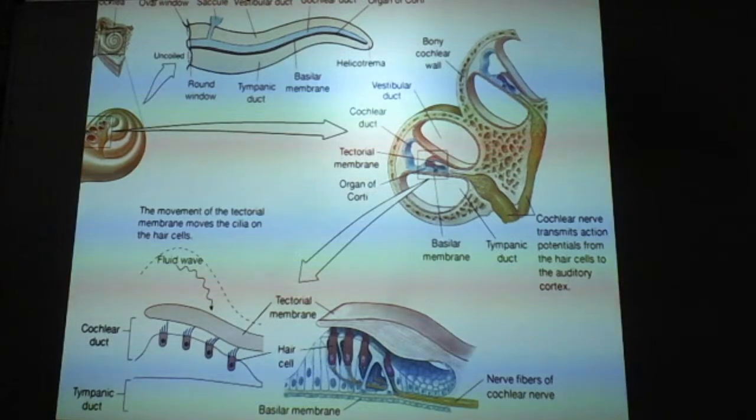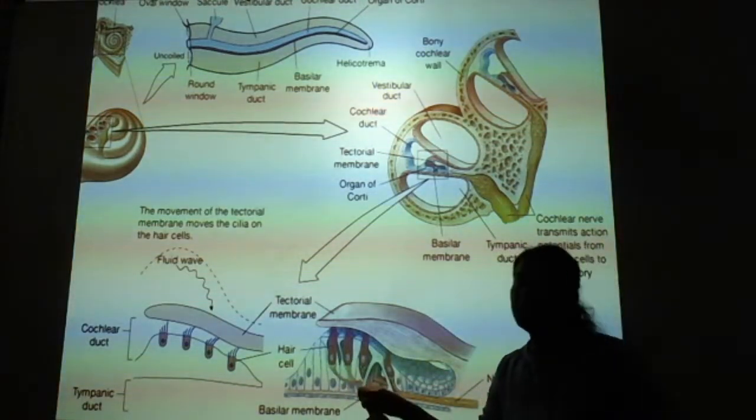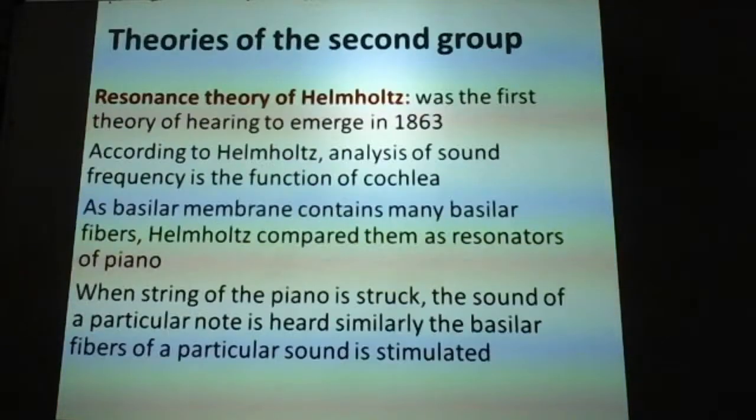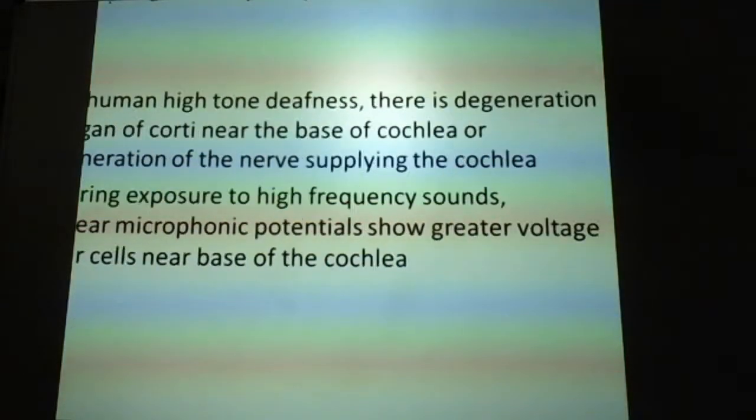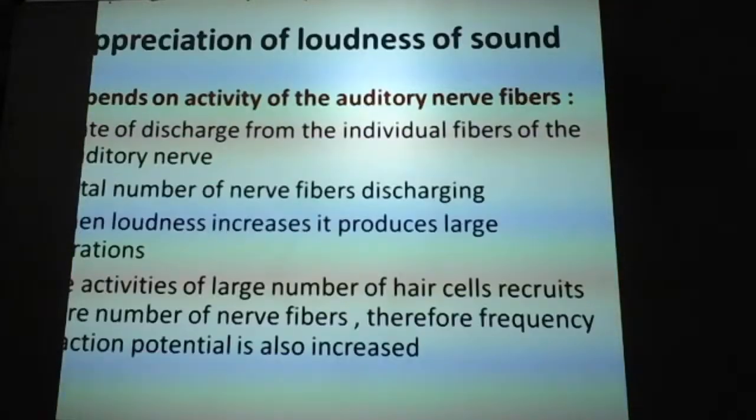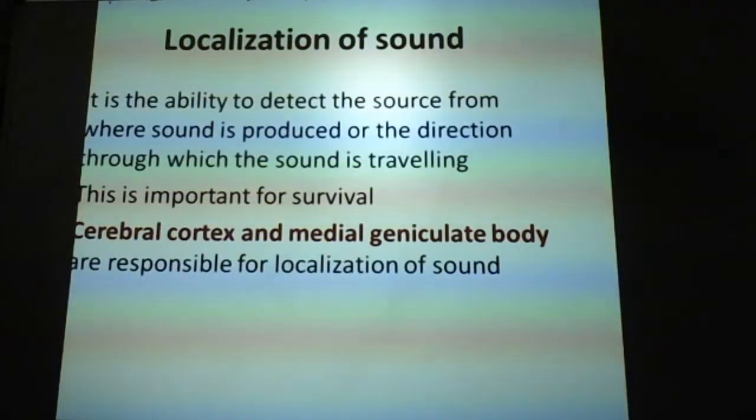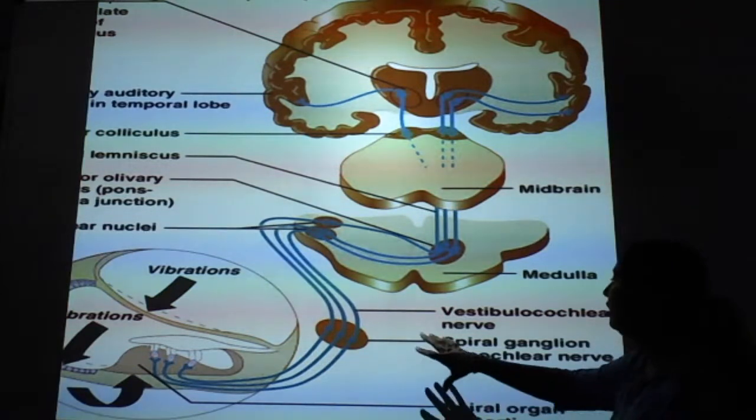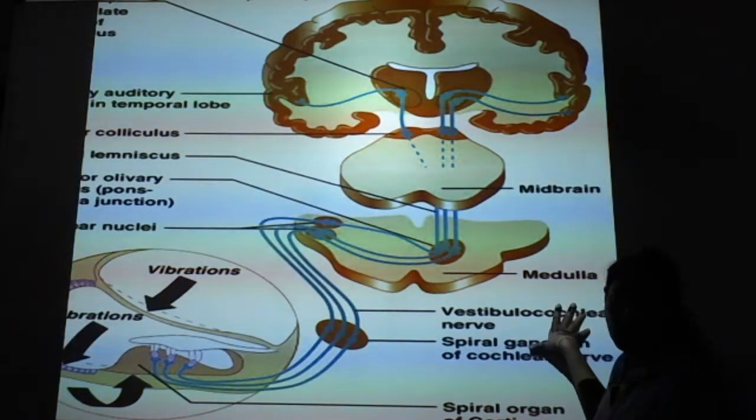Here you see the hair cells, the inner hair cells present in the organ of Corti. You should know how to draw it. You should know the basilar membrane, the different theories, and most important among these, the traveling wave theory, and how the appreciation of loudness of sounds takes place. And the auditory pathway, which is most important: from the organ of Corti, it ends in the spiral ganglia of the cochlear nerve, and later by the vestibulocochlear nerve, which is the 8th nerve.